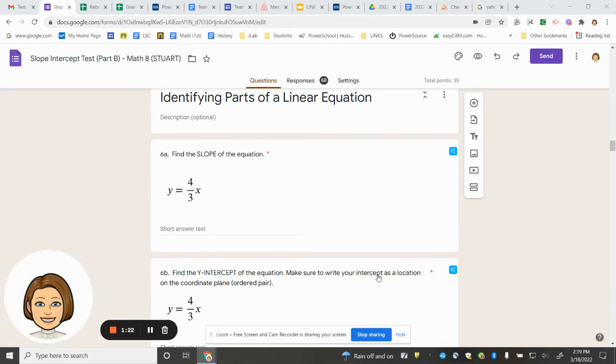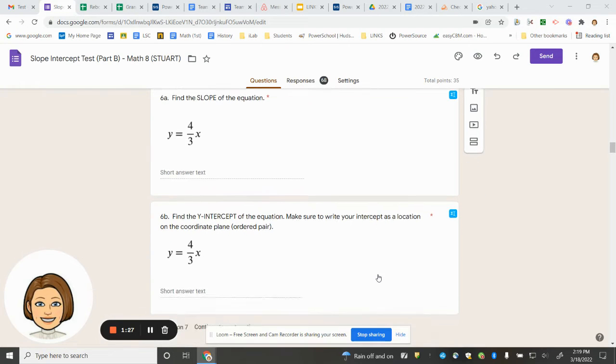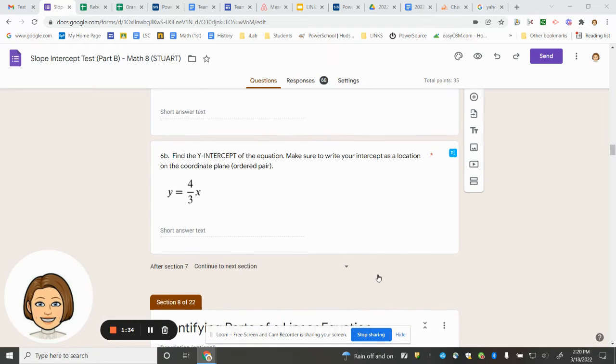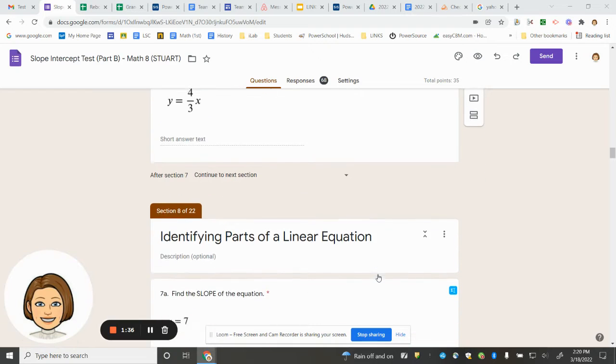6a, find the slope of this equation. Y equals 4/3 x. 6b, what is the y-intercept of y equals 4/3 x? Again, write it as an ordered pair.